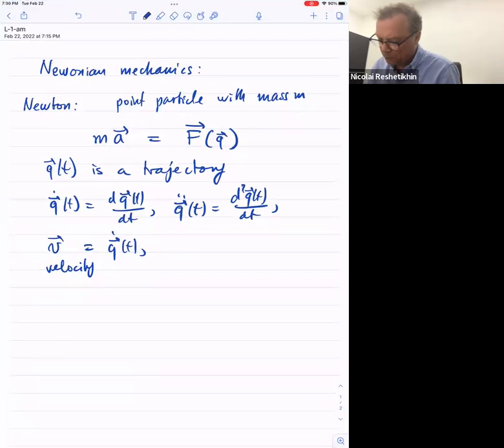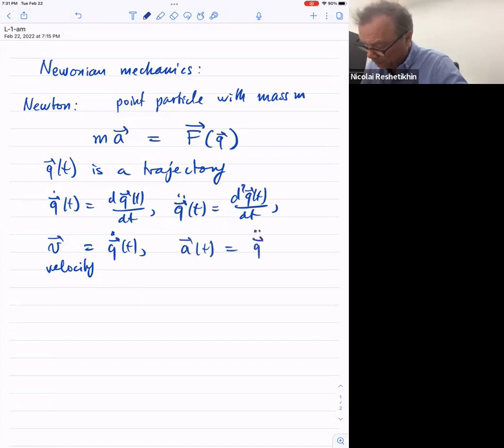Yes, so let's continue. In Newtonian mechanics, we have Newton's law, that is mass times the acceleration is equal to the force at the point where we measure the acceleration. And if q of t is a trajectory, then the first derivative in time, which is usually denoted by q dot, is the velocity, and the second derivative in time is the acceleration.